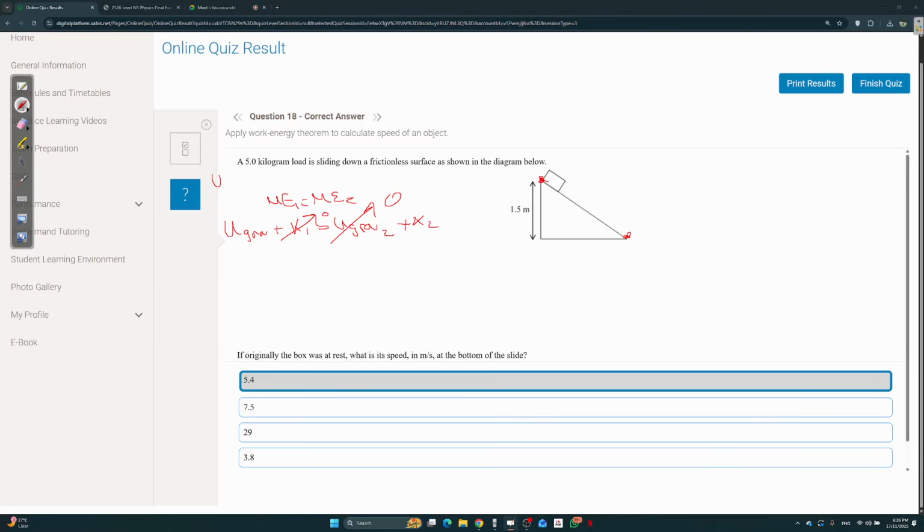If you don't know what U gravitational is and you're in 12S, that's a big problem. What's gravitational potential energy? mgh. That's a very big problem, okay? Anyway, so U gravitational is mgh, so at the start we can simply say mgh is equal to half mv squared. You can cancel the m with m, it doesn't really matter. Let's take g as 10, height is 1.5, equals half v squared. You can multiply, you'll get v squared equals 30, so v is radical 30, which is 5.4.